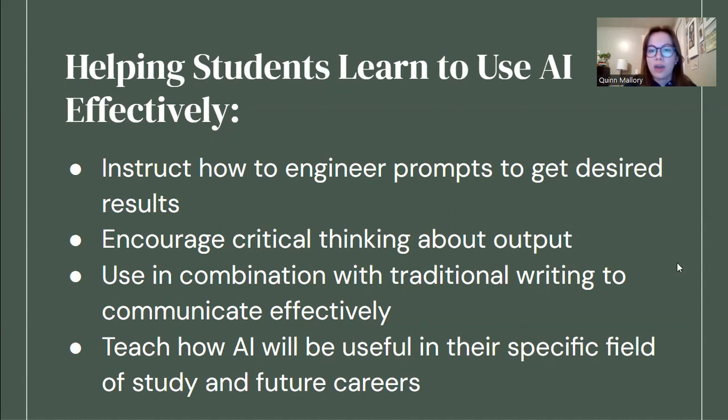And then teaching how AI will be useful in students' specific fields of study and future careers. Students should receive instruction on how to use AI in their specific fields. Engineering and math students, for example, will learn to use it in different ways than humanities majors will.